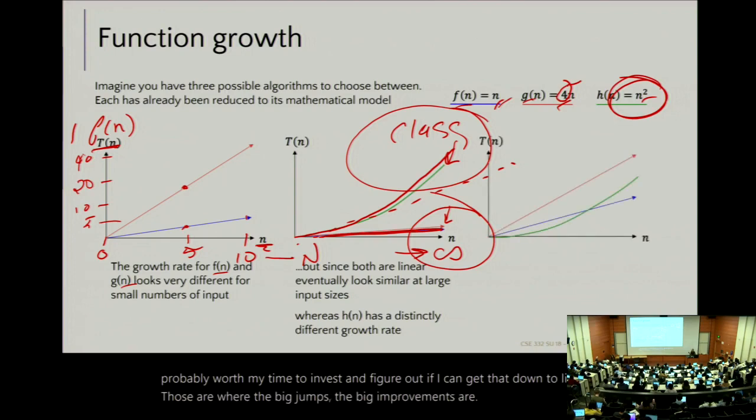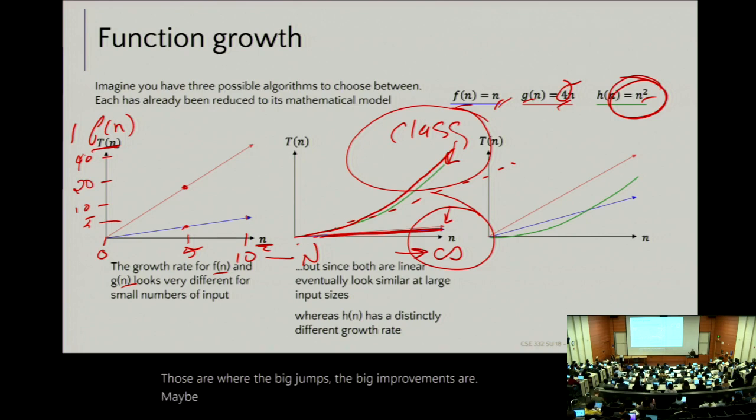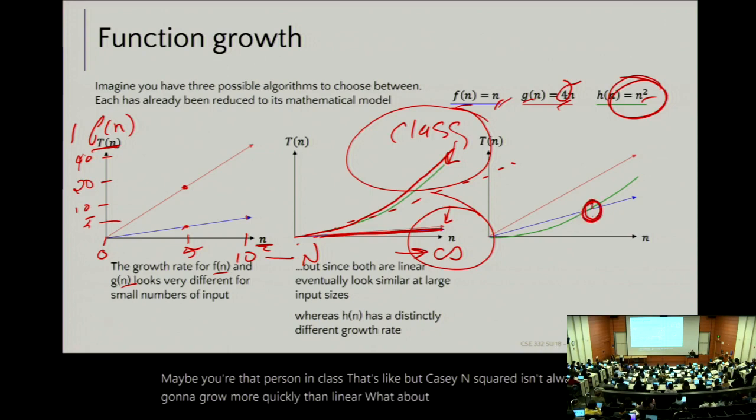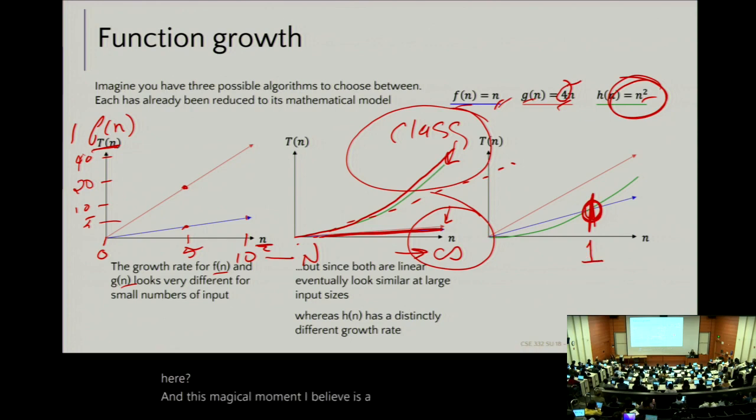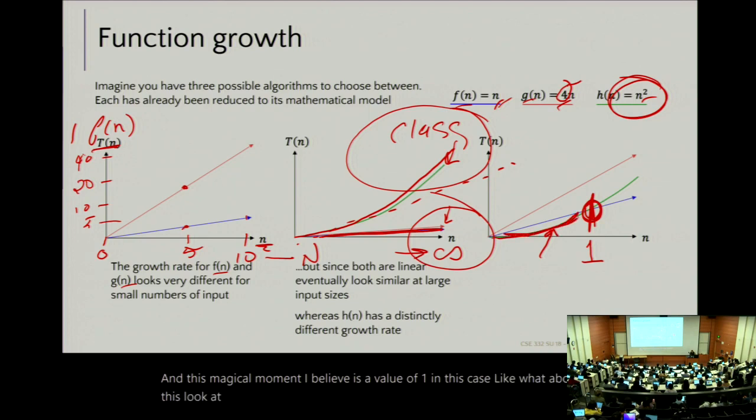But maybe you're that person in class that says, but Casey, n squared isn't always going to grow more quickly than linear. What about this magical moment right here? And this magical moment, I believe, is a value of 1 in this case. Look at this, now the n squared is down on the bottom. Maybe in some situations, n squared is a faster equation. And yes, that is something we are going to keep in mind.